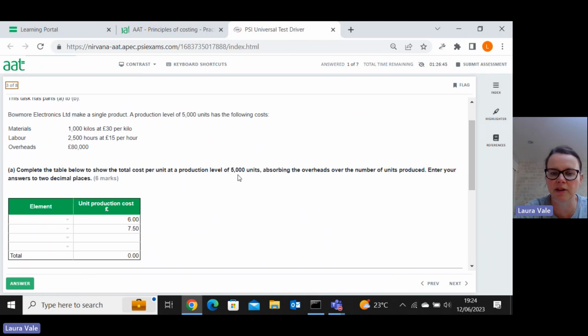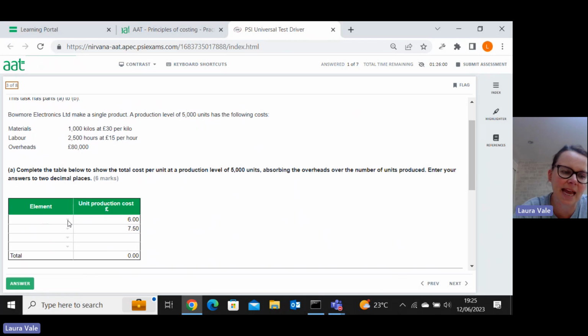So there's the number of units that they told us about, absorbing the overheads over the number of units produced. So we're being told to absorb the overheads based on the number of units. Other ways that we might absorb overheads would be labour hours or machine hours, but here it's telling us to do it on the number of units. So it'd be the total overhead divided by 5,000 units. And we've got to enter our answers to 2 decimal places. Please make sure that you read the instructions. If I don't do that, I'm going to get it wrong, even if I've sort of got it right, if that makes sense.